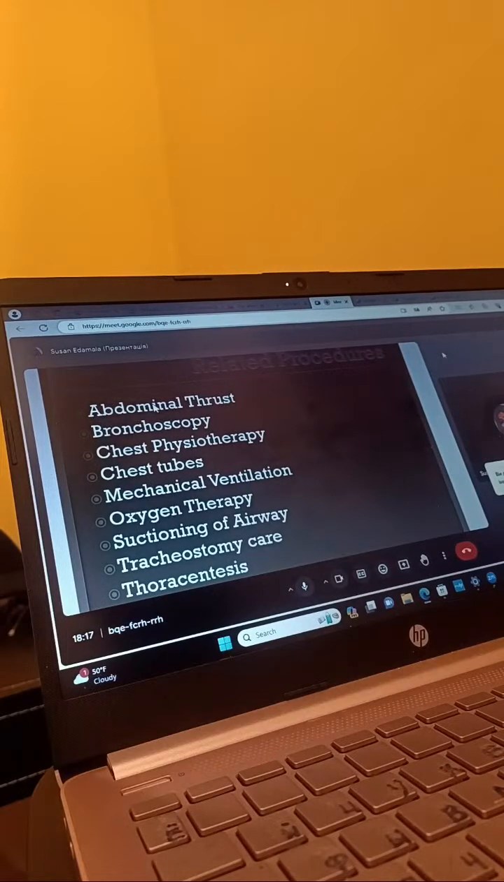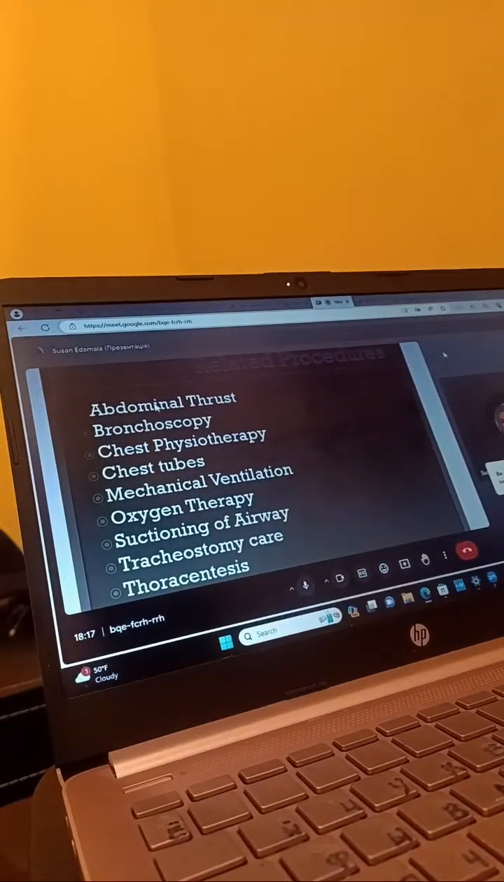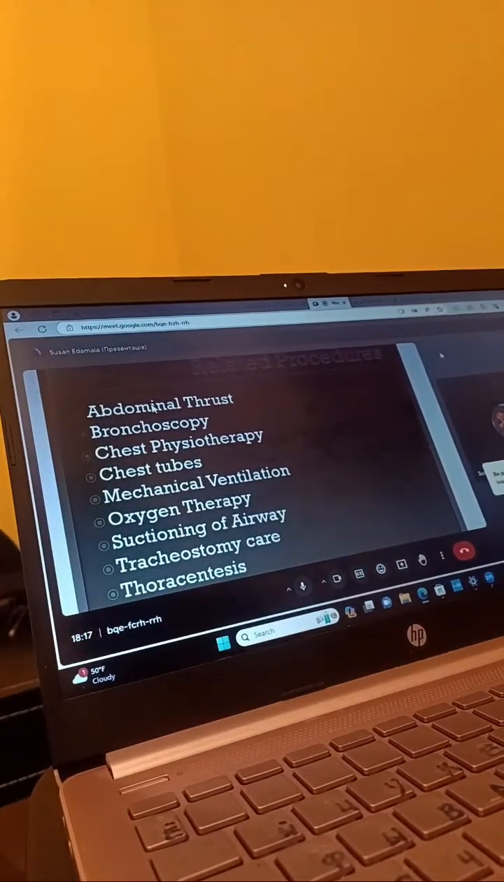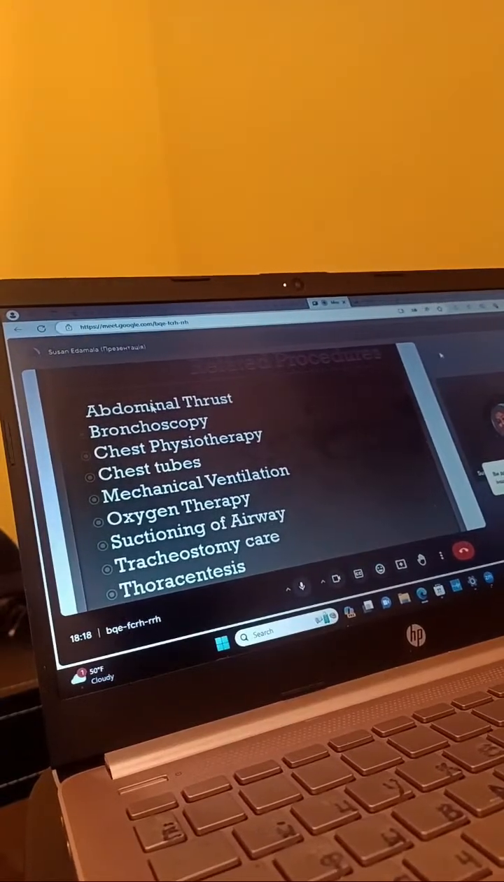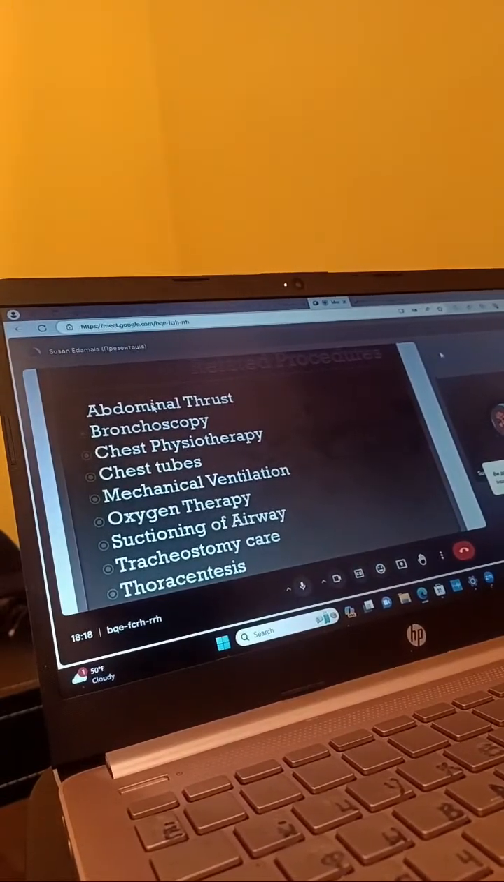Then tracheostomy care. For some people who have problems breathing normally, they make a hole in the trachea and then they breathe through that. So that is when we have to take care of that. There's a procedure for how we take care of it, so that is called tracheostomy care.